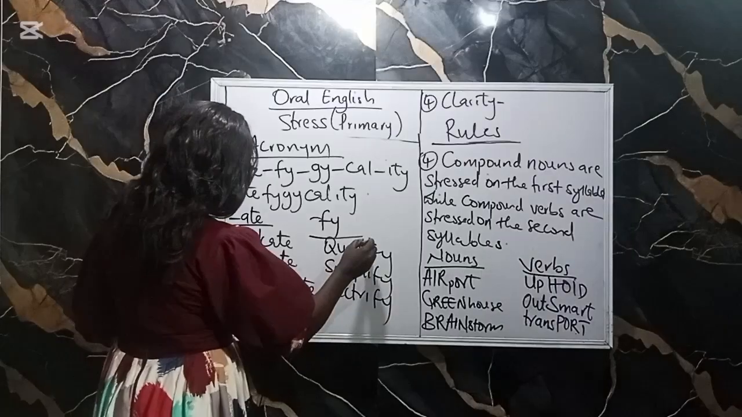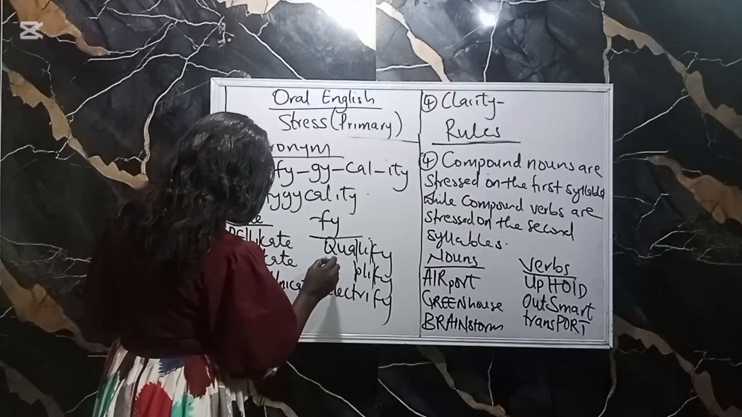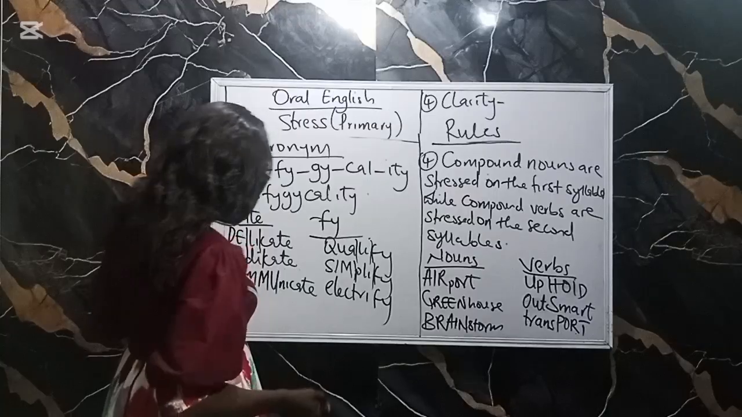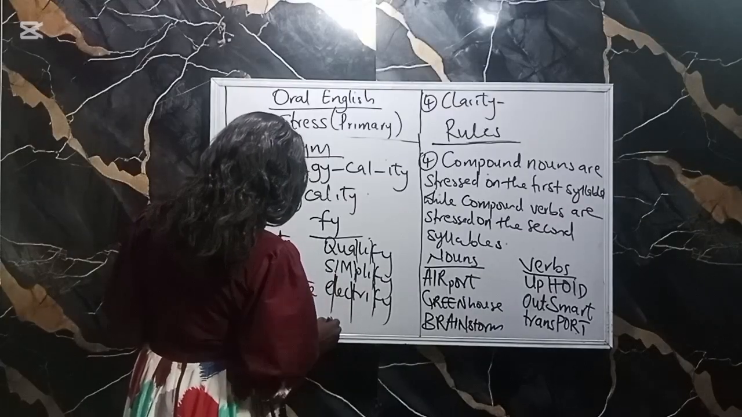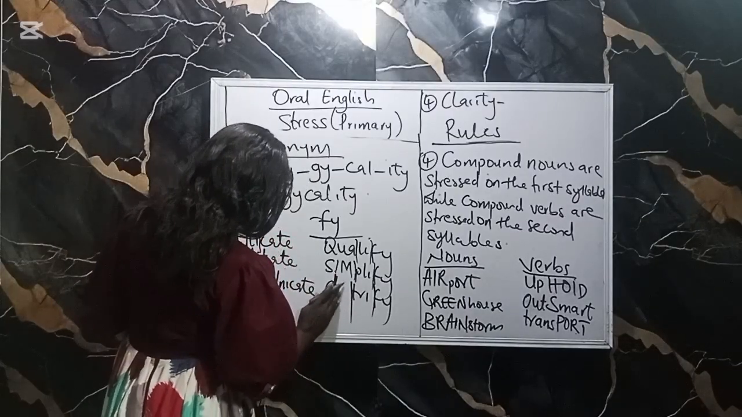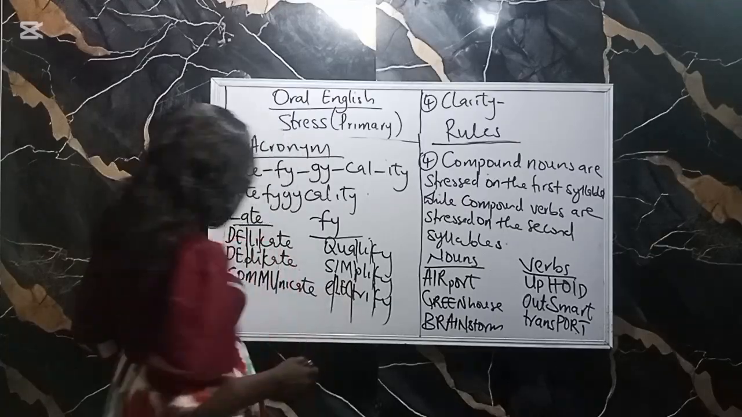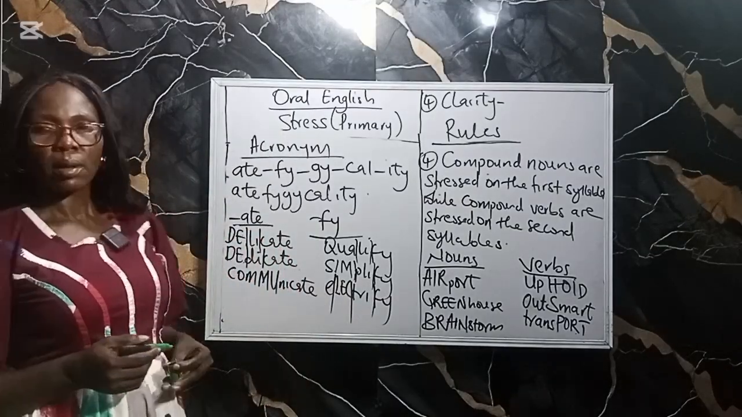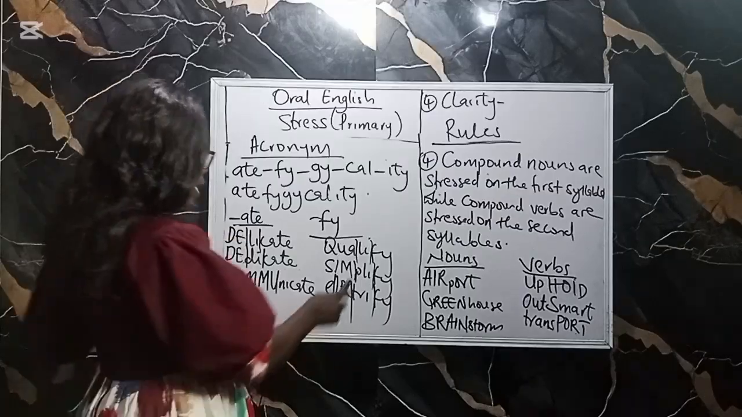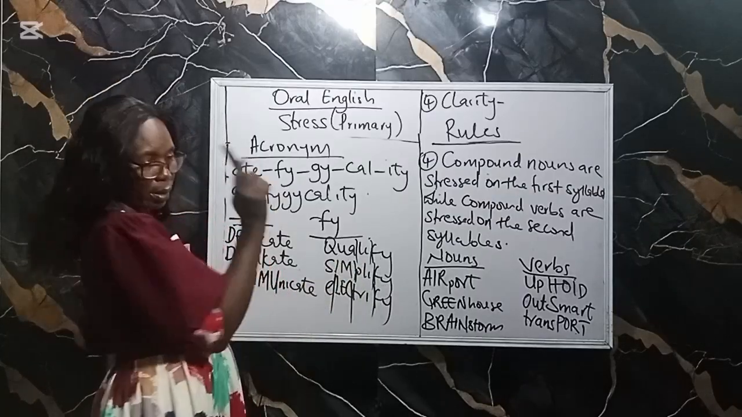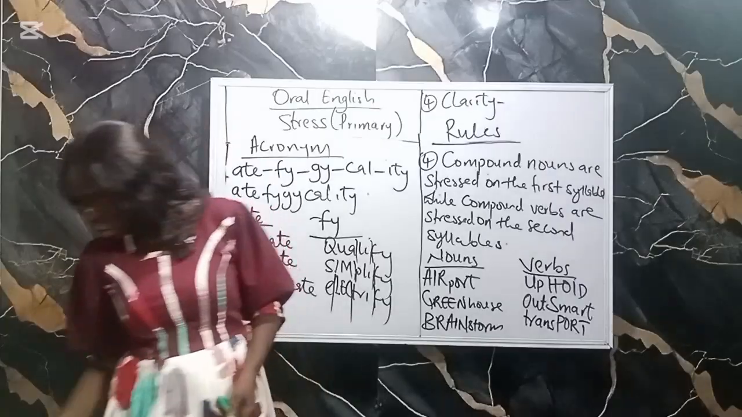You count 3. 1, 2. Simplify, and we have 1, 2, 3. So the one we stress here is lec. That's the stressed one. Electrify. So the next one, remember, just count 3 from the back. 1, 2, 3. 1, 2, 3. So let's go to the next one.